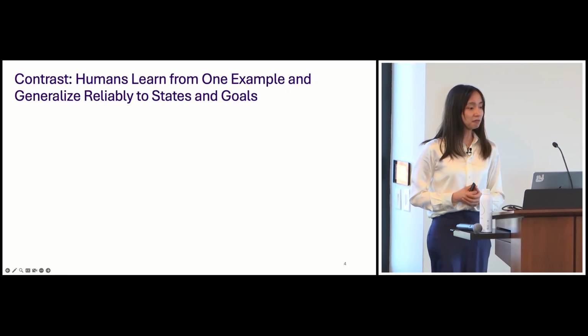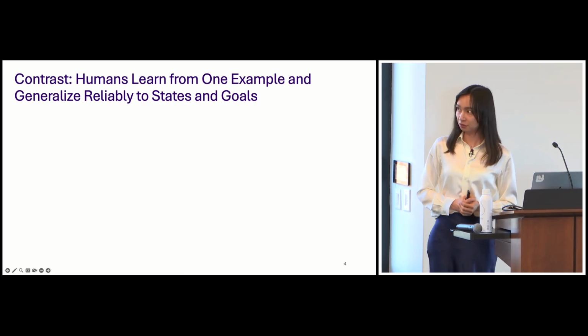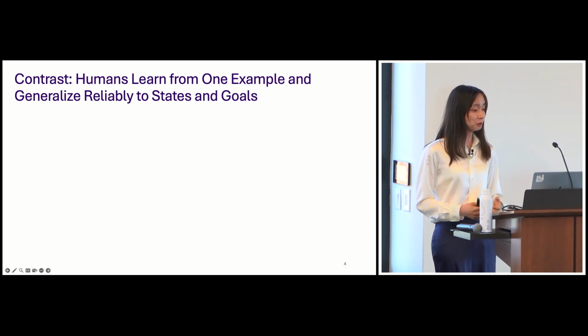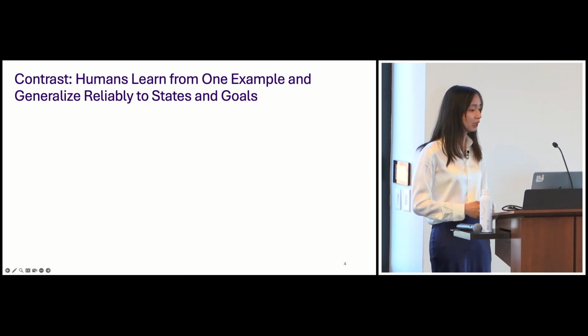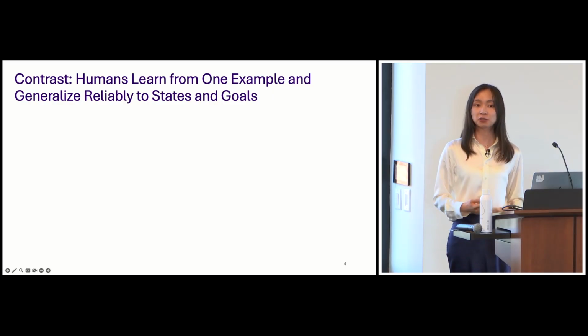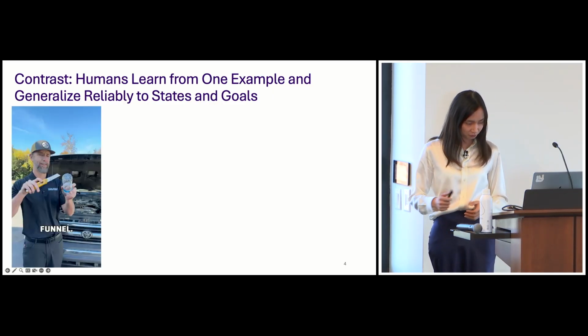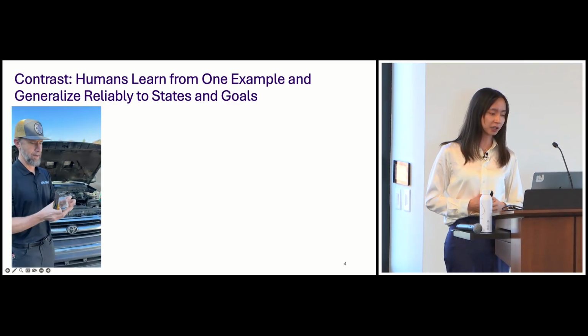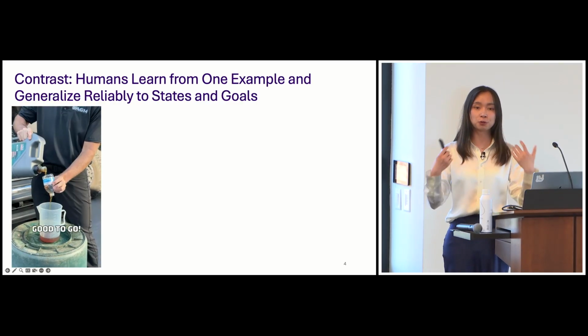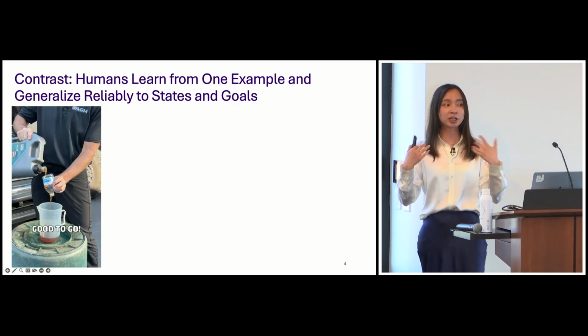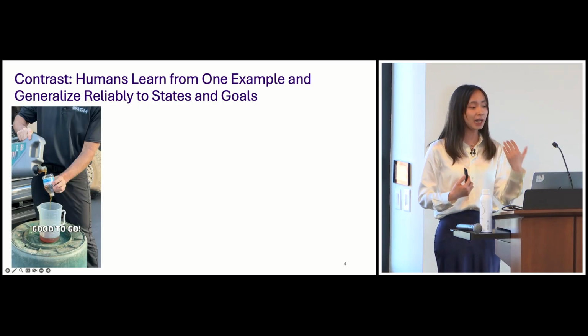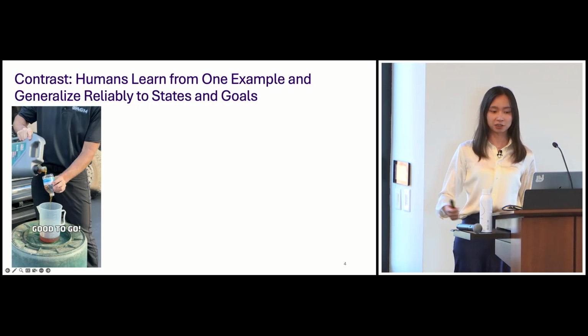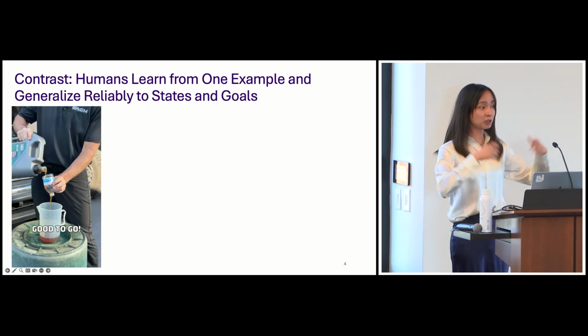I would say this is in contrast to what humans can do. As humans, we can learn from just one single example and generalize very reliably to all different kinds of states and goals. If I show you this video about someone cutting a water bottle to form a funnel and using that to pour liquids, you can immediately generalize from this single example, applying this technique to a different bottle, to a different kind of liquid, in completely different situations.